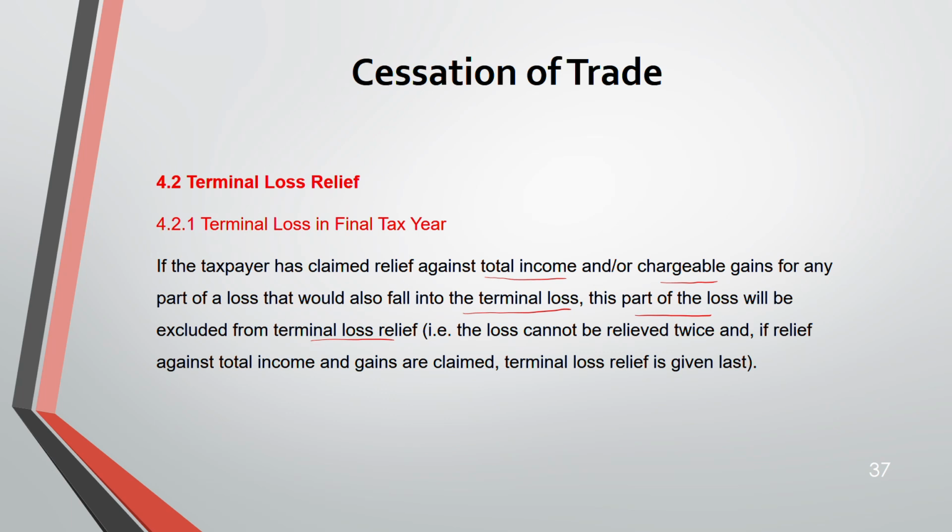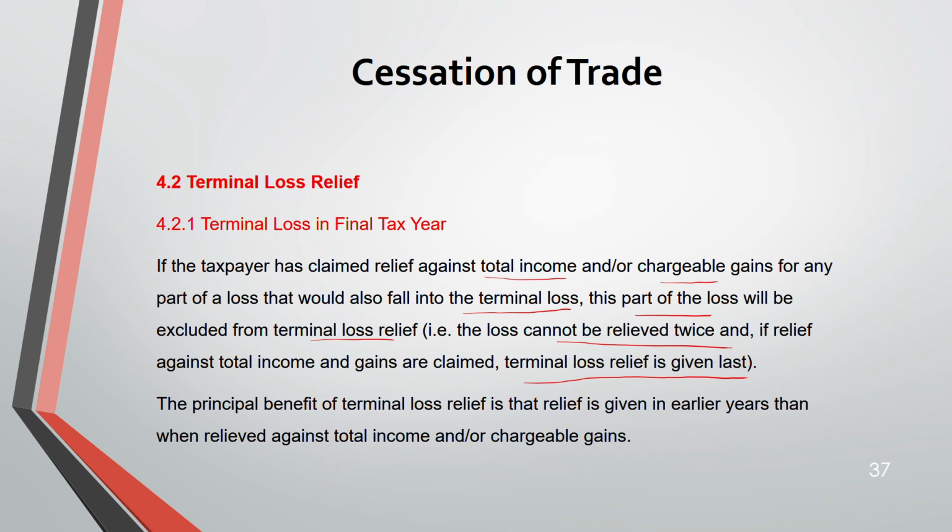If you are claiming against total income and chargeable gain, and some part of it falls under terminal loss also, remember, that part of the loss is excluded from terminal loss relief. Why? For one loss, you can't get relief twice. And if relief against total income and gains is claimed, the terminal loss relief is given last. Always follow this order. The principal benefit of terminal loss relief is that relief is given in earlier years than with relief against total income or chargeable gain.